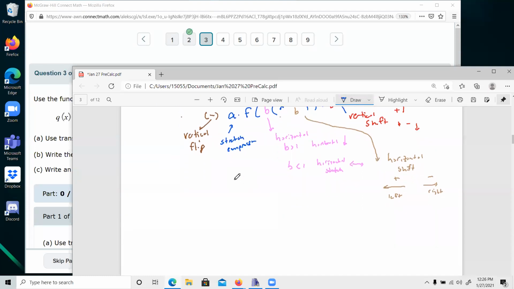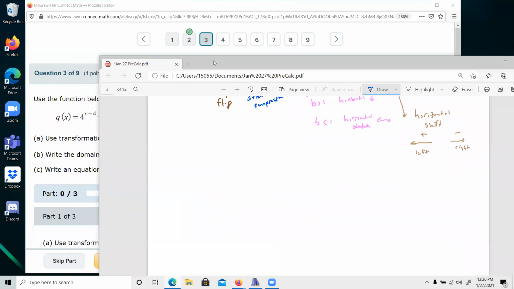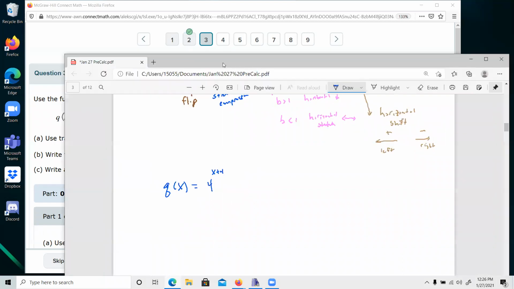Okay, so let's see here. They are going to ask us to do 4 to the 4x. We're going to do q of x is equal to 4 to the x plus 4, right? Plus 2.